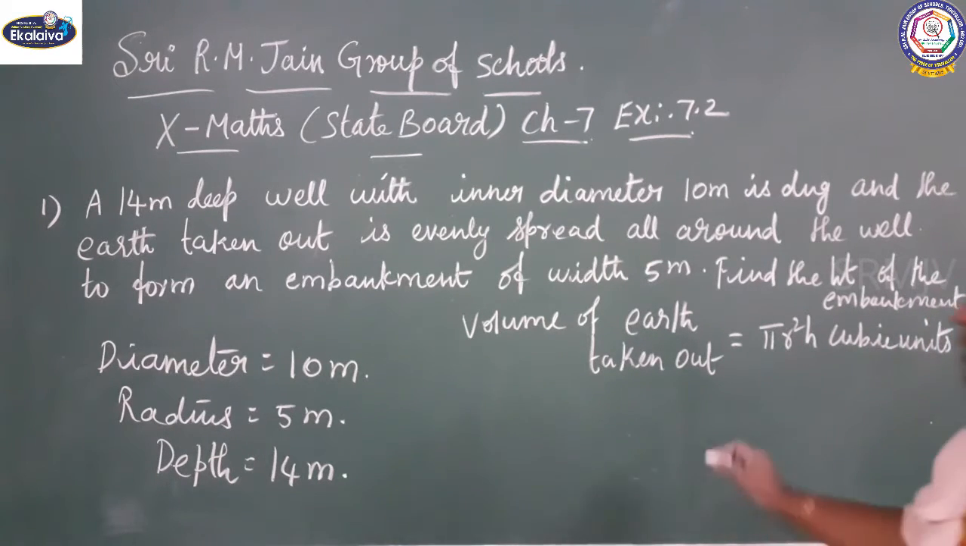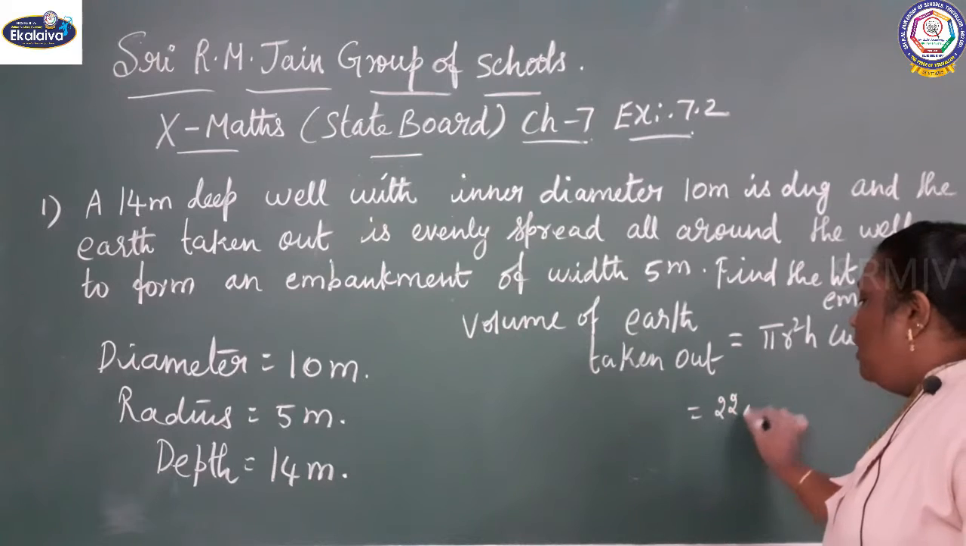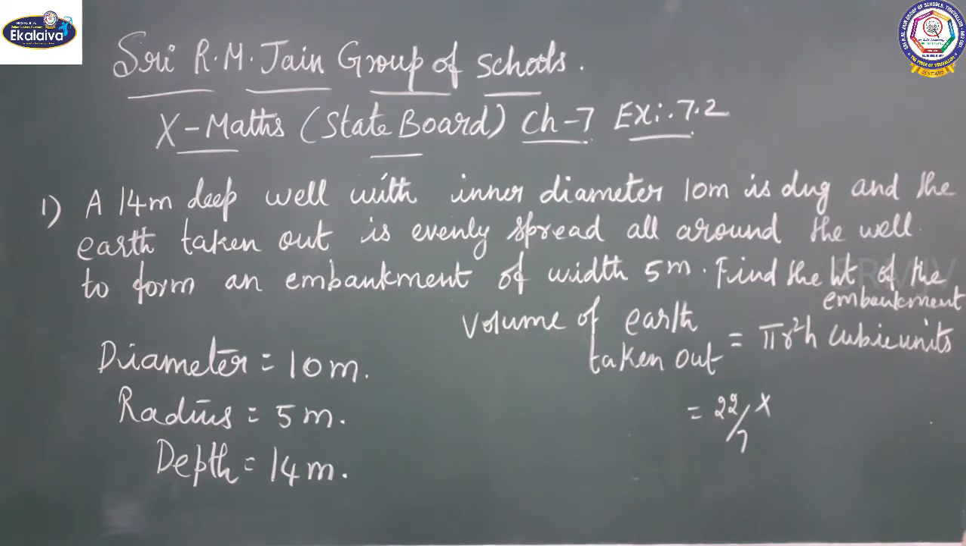So it gives 22 by 7 into, what is the radius? Radius is 5. So 5 into, what is the depth? Depth is given as height equal to 14. So 7 ones are 7, 7 twos are 14. So it gives 22 into 22, 5 5s are 25, 25 into 2, 50. So what is the value you are getting?